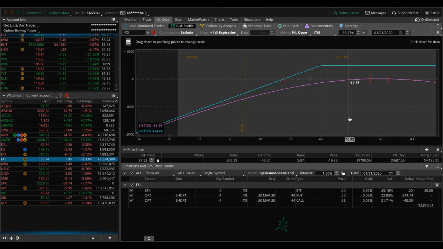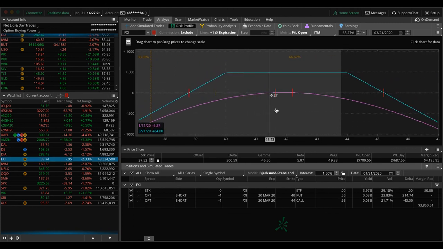FXI, we put on this short strangle, and price has moved lower since then. This is the Chinese large cap, price is hanging out right here. I looked at potentially adding another centered strangle around this thing, but figured I'd wait till Monday. If we get some additional follow through, I don't want to add too early. So we might potentially add to this one in FXI.